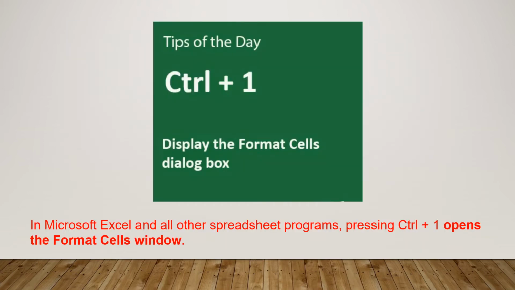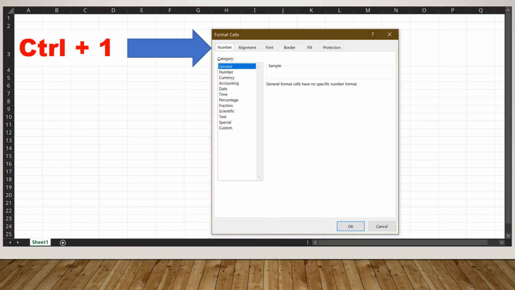When you press Control key and number 1 key, it will display the Format Cells dialog box, as shown in the picture here. Please give it a try on your end and let me know if it works for you or not. From there, you can switch different tabs and make magic happen.